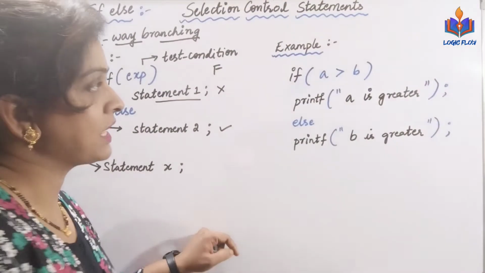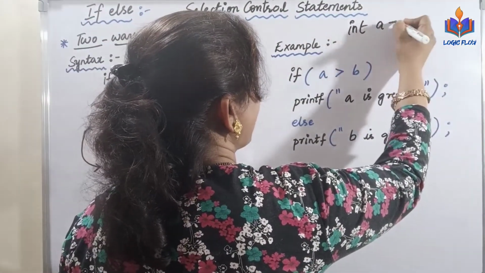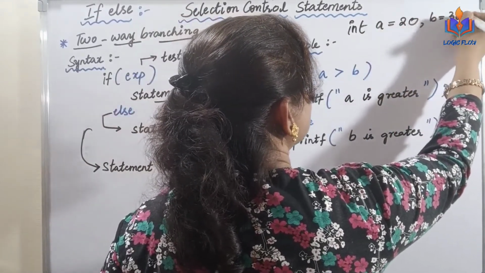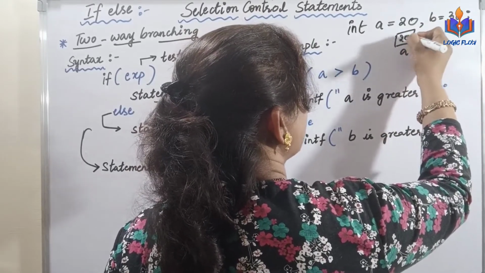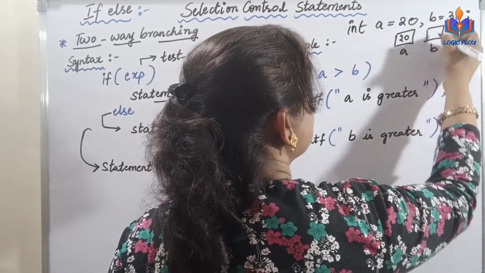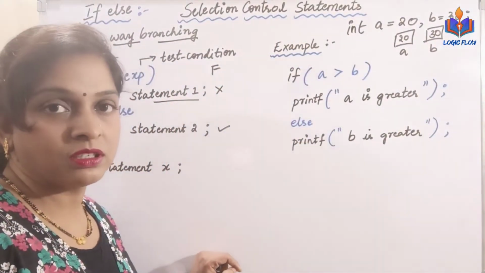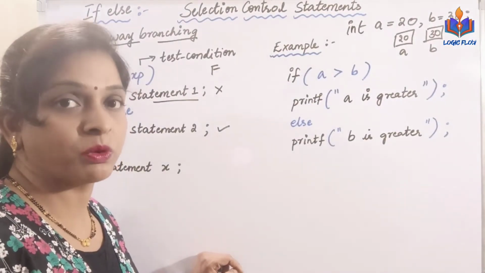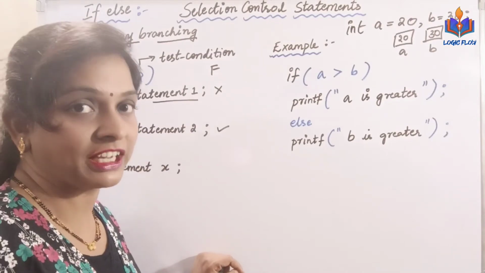Let us see a small example. Let us assume we have two variables, A equal to 20 and B equal to 30. So we have declared and initialized them like this, A with the value 20 and B with the value 30. Now I need to check whether A is greater or B is greater. So I need to find the largest of two numbers.